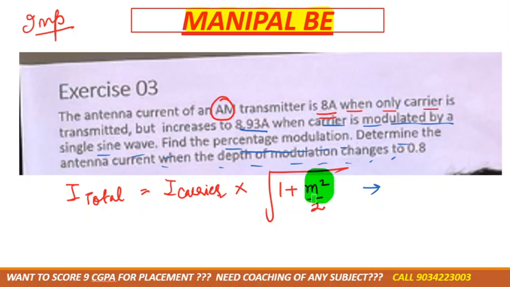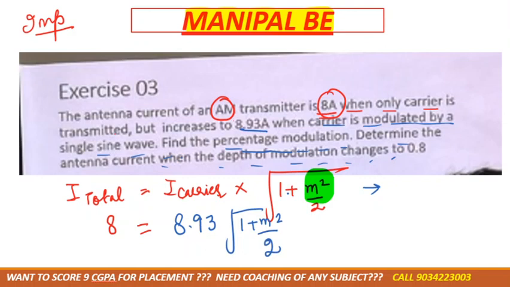M is equal to, we need to calculate. Now see, I total is how much? 8 ampere, right? And I carrier is how much? That is 8.93 ampere. So after substituting the value, can we get the value for m, the modulation index? Sorry, I said it the wrong way around. I total is 8.93, I total will be greater, right? And I carrier is 8. Do it according to that and tell me the value for the modulation index.